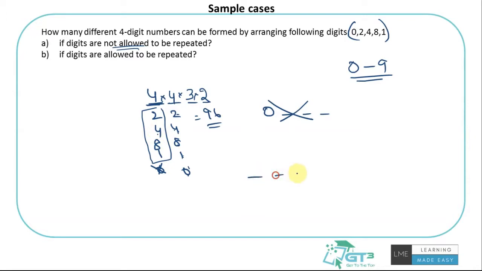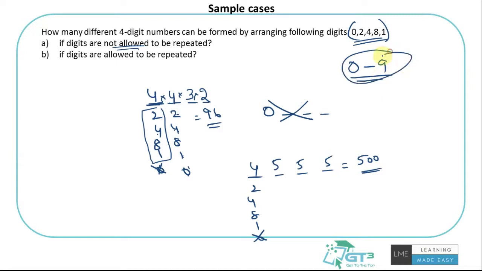If the digits are allowed to be repeated, same thing, 2, 4, 8, 1, 0. I cannot use 0 here, so I have 4 options. I have 5 options here, 5 options here and 5 options here. That is 5 into 5 into 5 is 125, into 4 is 500 different 4-digit numbers that can be made. Right? That's how we do it if we have a restriction on the digits that I can use, not like 0 to 9 but only in this way.